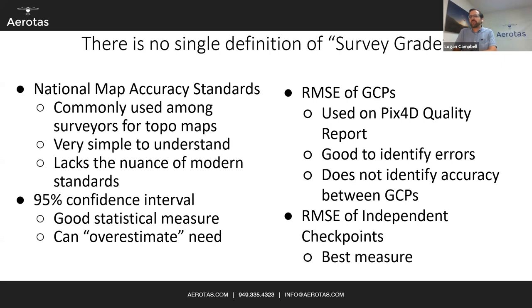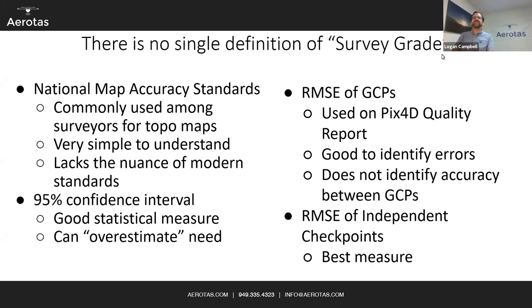Other things are the 95% confidence interval, when you need 95% of your check shots to be within X range to say that it's Y accuracy. It's a very good statistical measure because it measures a standard deviation and average, but it often overestimates the accuracy of your need. And then there's another one that is common, the RMSE, which is the root mean squared error of your ground control points. Now, this one's a tricky one because it is promoted heavily by the PIX4D quality report. And we will go into and walk through some examples of the PIX4D quality report and troubleshooting that data in just a moment. But what this measures is the error of the ground control point relative to the model that PIX4D produced. Now, the reason that this is tricky is because when you use a ground control point, the error of that ground control point is no longer independent.